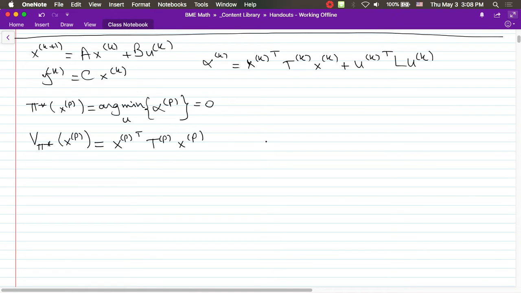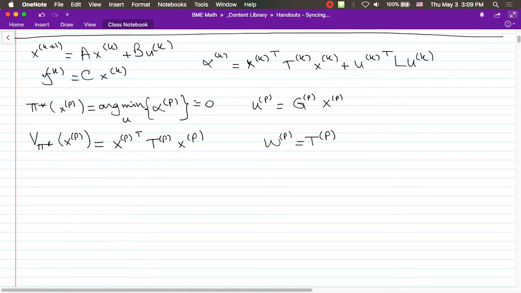So let me label the matrix W at time point P. Let's call this T at time point P. I'm going to show you, we're going to get an algorithm that's going to be a recursive way of computing what to do. So if this is my policy, then my action at time point P is some matrix G at time point P times x at time point P.